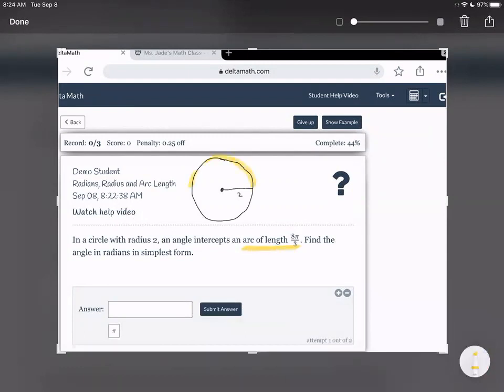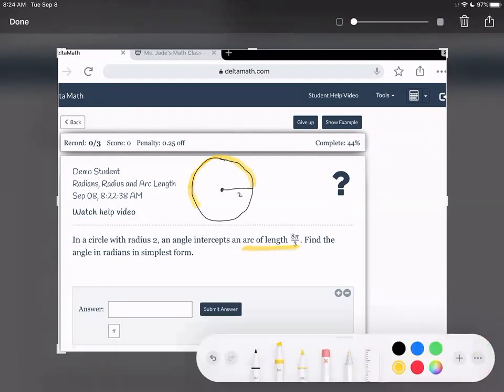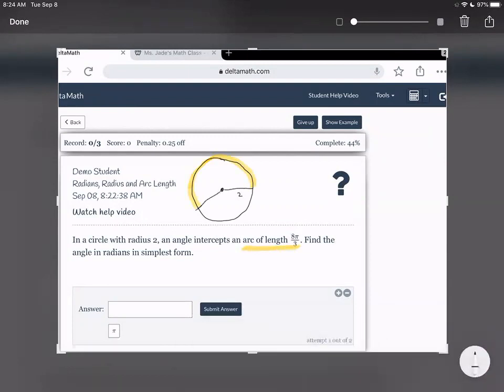Okay, that should be about, there we go, something like that. Okay, so this yellow part that I highlighted has a length of 8 pi over 3. And you don't really need to know how wide it opened. That's totally okay. I just drew that because I kind of know how wide it is. And then we're going to find the angle in radians in simplest form.